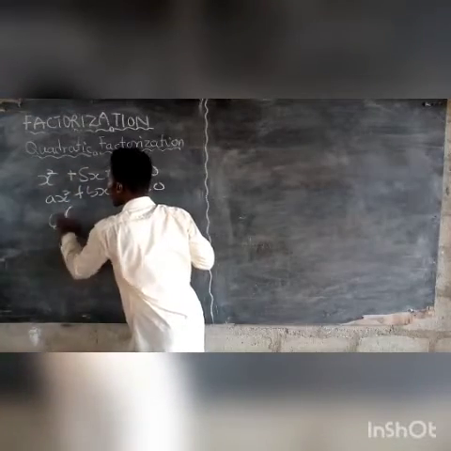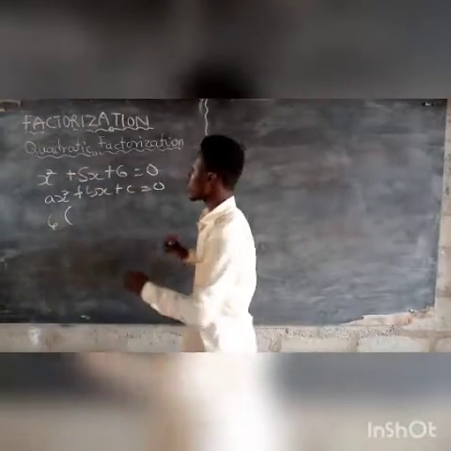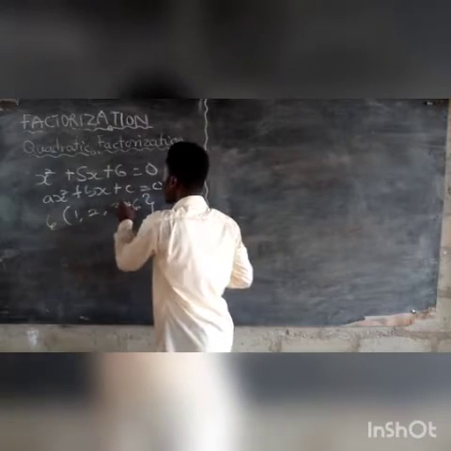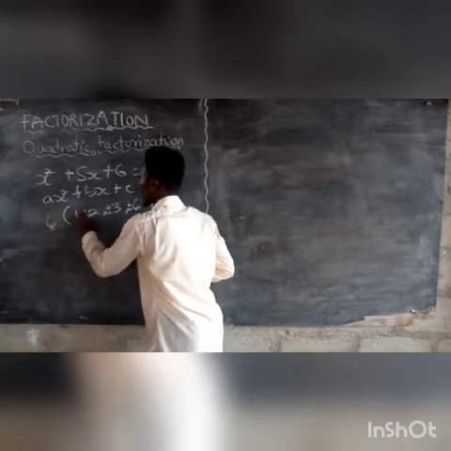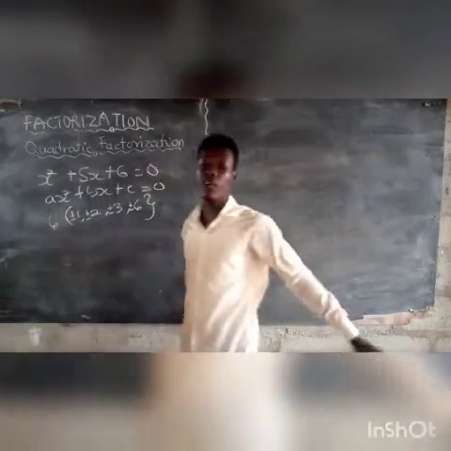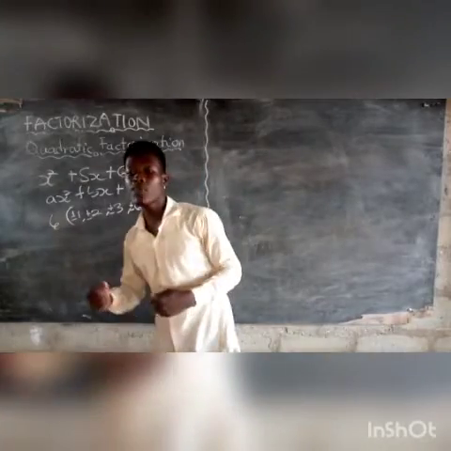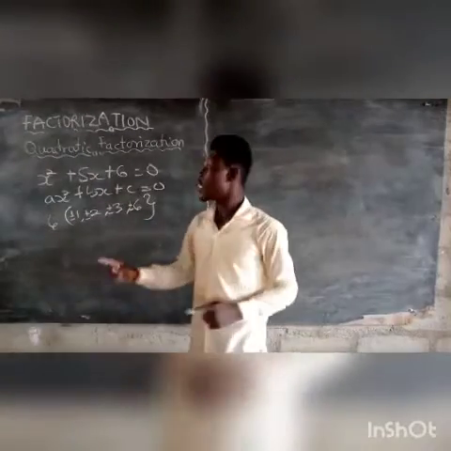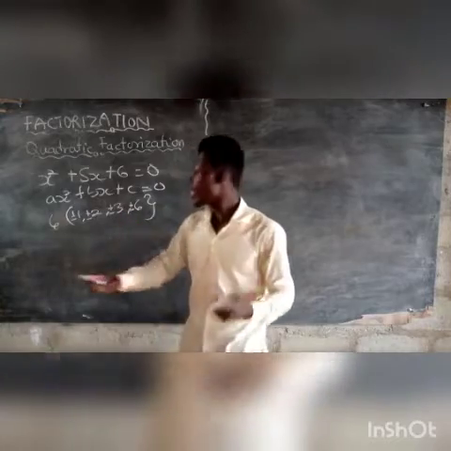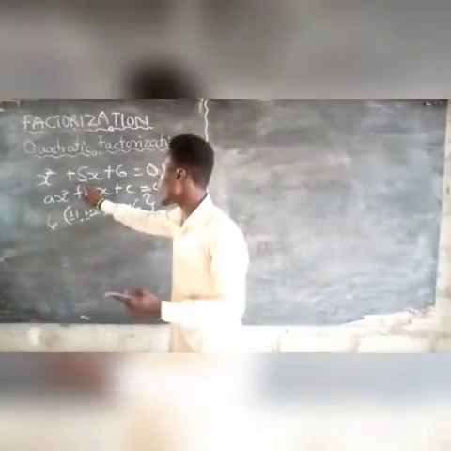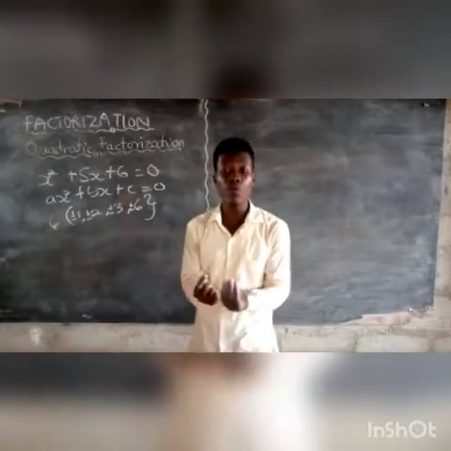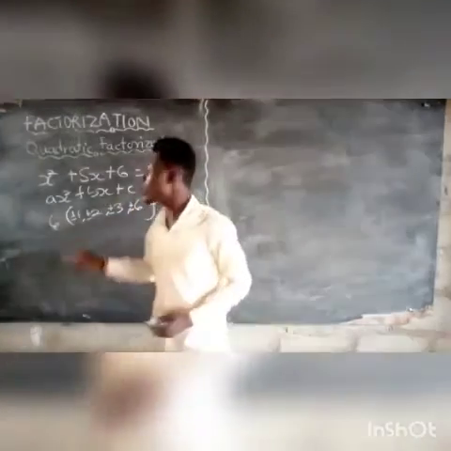So we find factors of 6, that is 1, 2, 3 and 6, both positive and negative factors of 6. With these factors, what are we going to do? We find two of the factors that when you multiply, we get 6, but when you add, we get 5, which is b. So when you multiply, you get the product of a and c, but when you add, you get b.